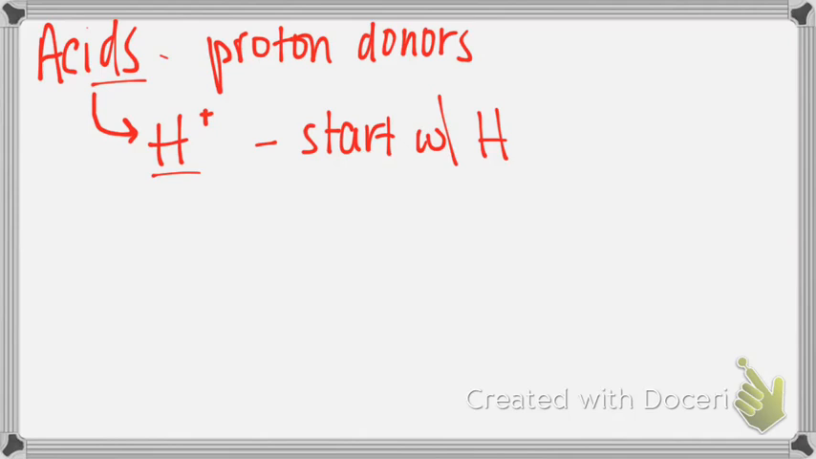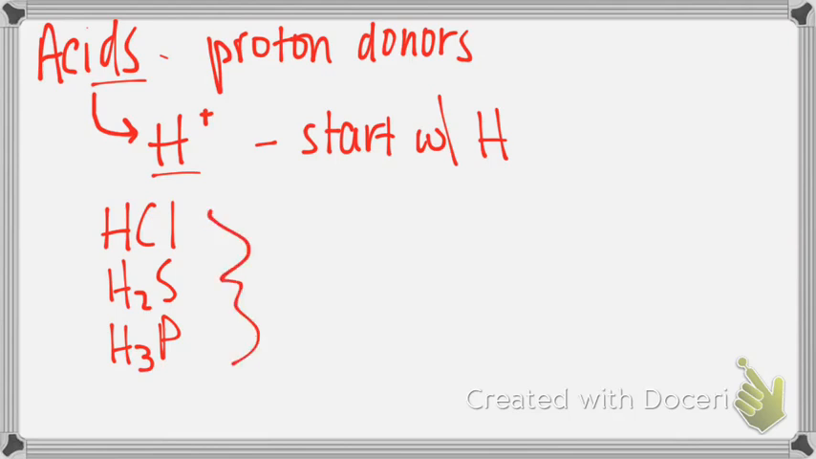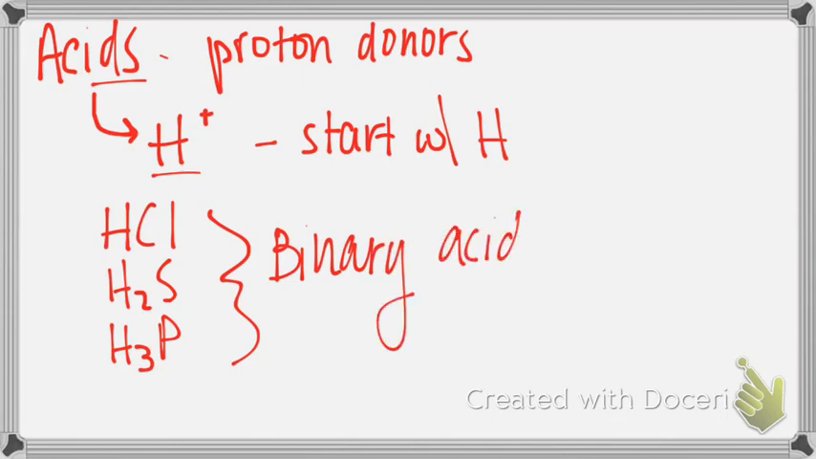I'll give you some examples. HCl, H2S, H3P. Those are all examples of acids. These three are all examples of what we call binary acids. What do you think binary means? Two. Not two acids, but 2 elements in the acid.